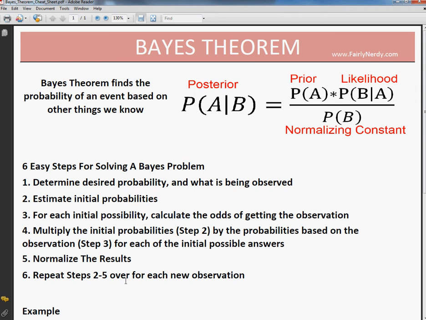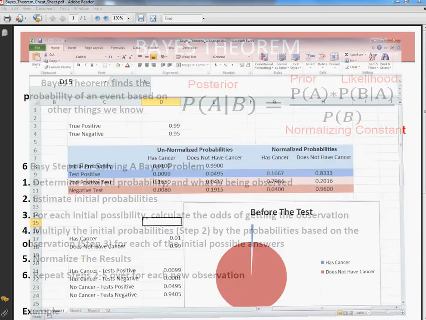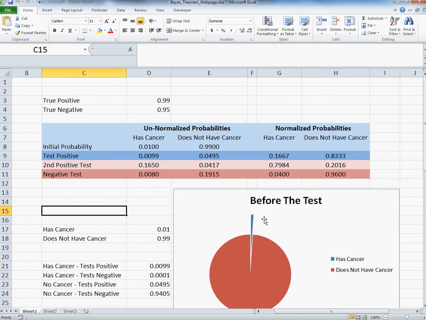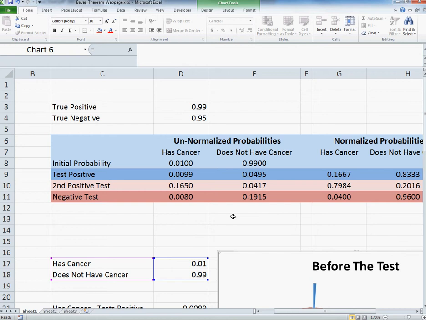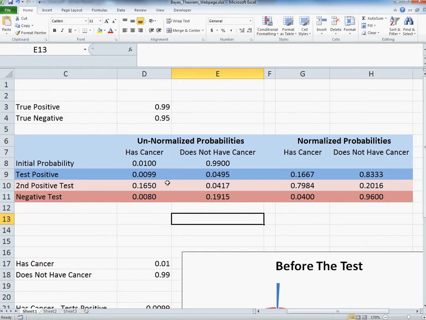So the steps are: we need to determine what the possibilities are and what events we're observing. Estimate our initial probabilities. For each initial probability, calculate the odds of getting that observation. Multiply the two together, and then normalize the results. I've done that in Excel. It's fairly nice to make a table, and this kind of table works fairly well for Bayes' theorem.